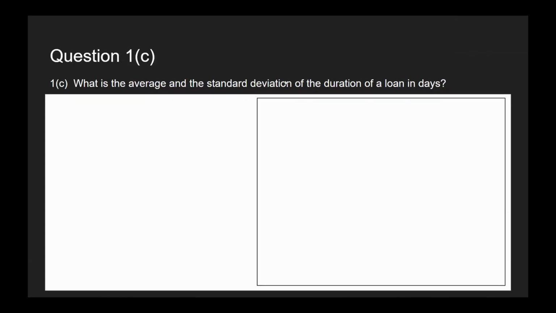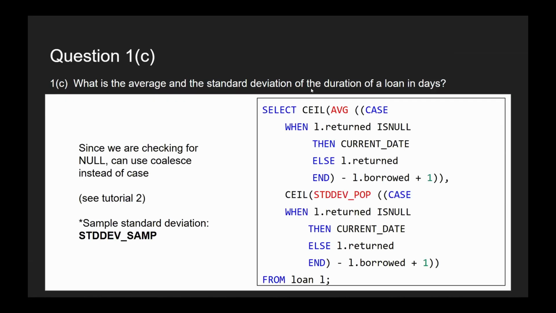Now let's move on to question 1C. What is the average and the standard deviation of the duration of a loan in days? So this is the answer.